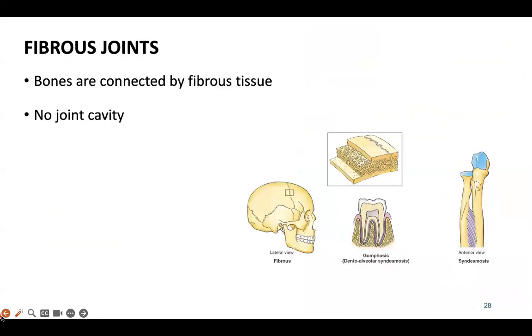First, let's see fibrous joints. As their name indicates, the bones are connected by fibrous tissue. Such joints don't have a joint cavity. Only the bones are attached by a fibrous connective tissue. There are three types of fibrous joints: sutures, syndesmosis, and gomphosis.